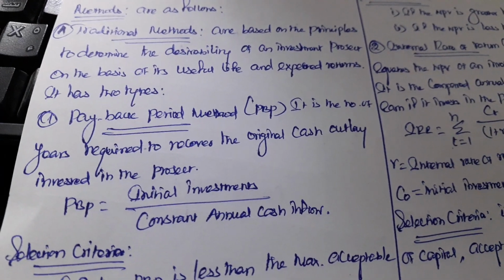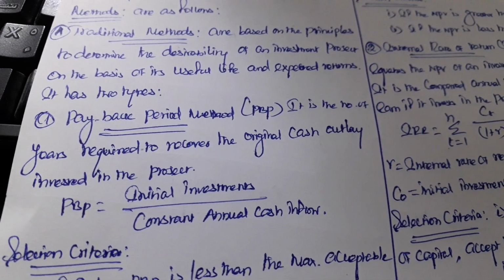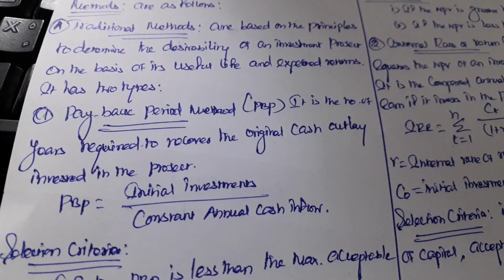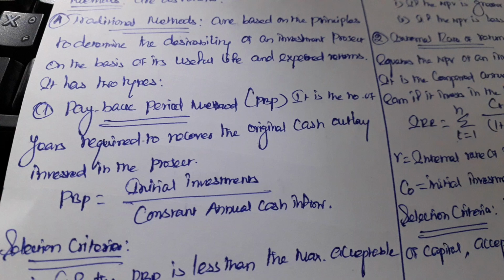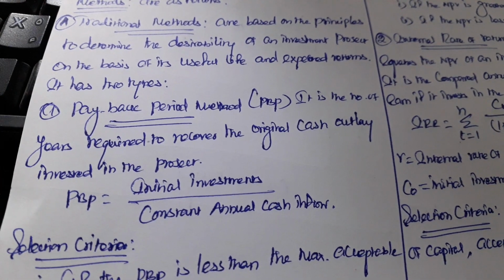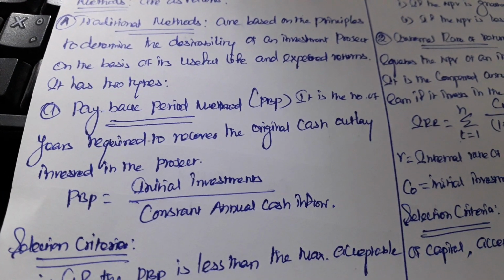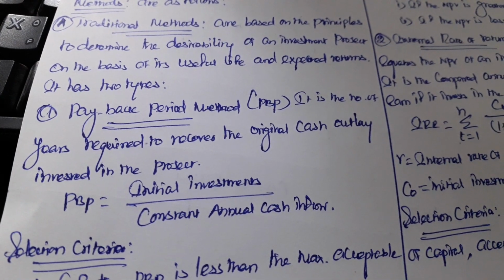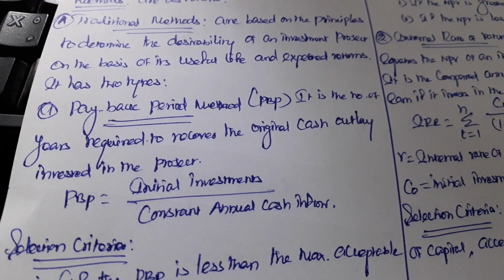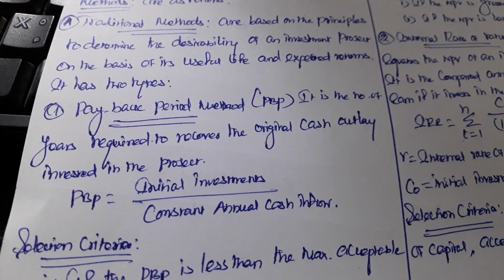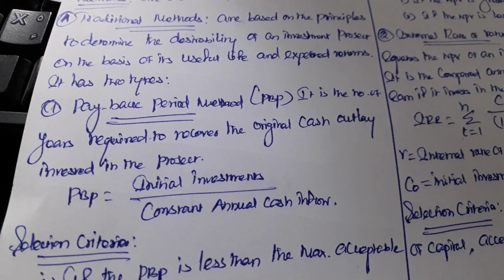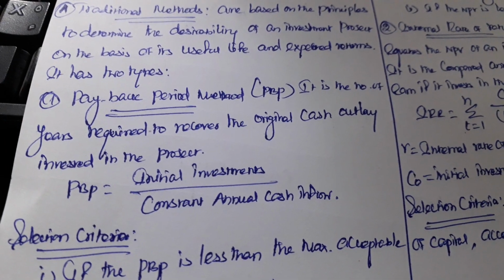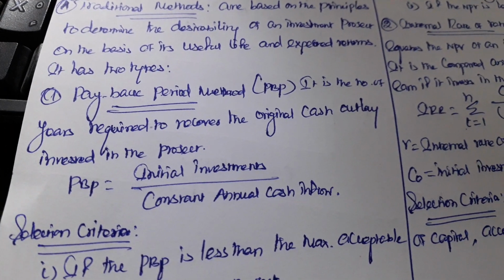It has two types. The first one is the payback period method, shortly called PBP. It is the number of years required to recover the original cash outlay invested in the project. This method is used for finding out the period required to recover the original cash expenses. For that purpose, we use payback period.